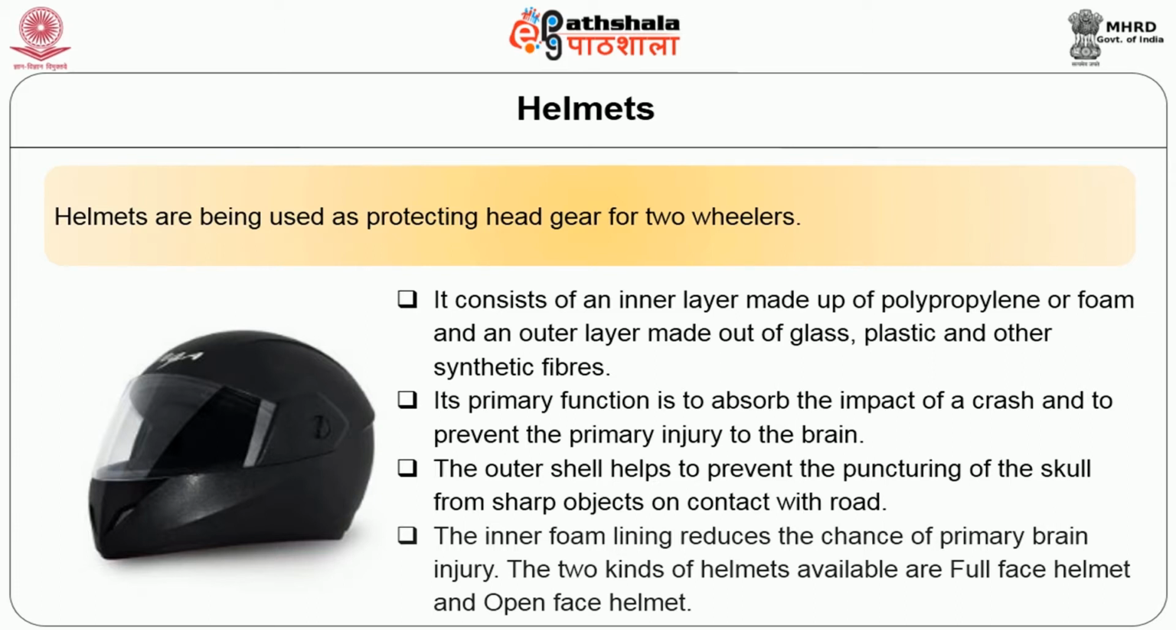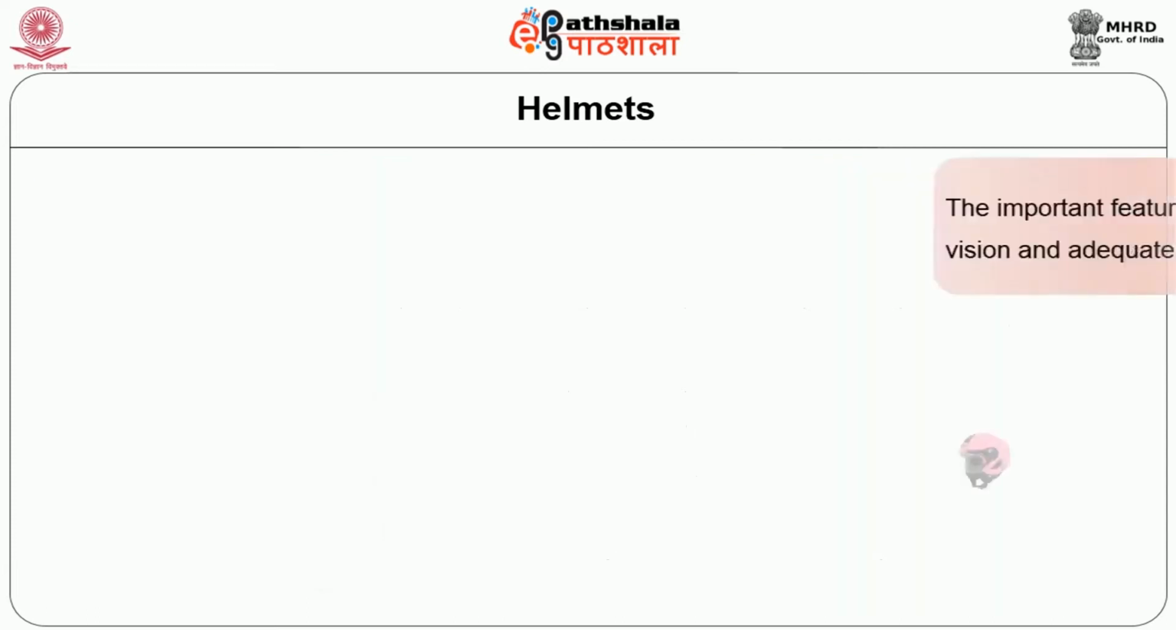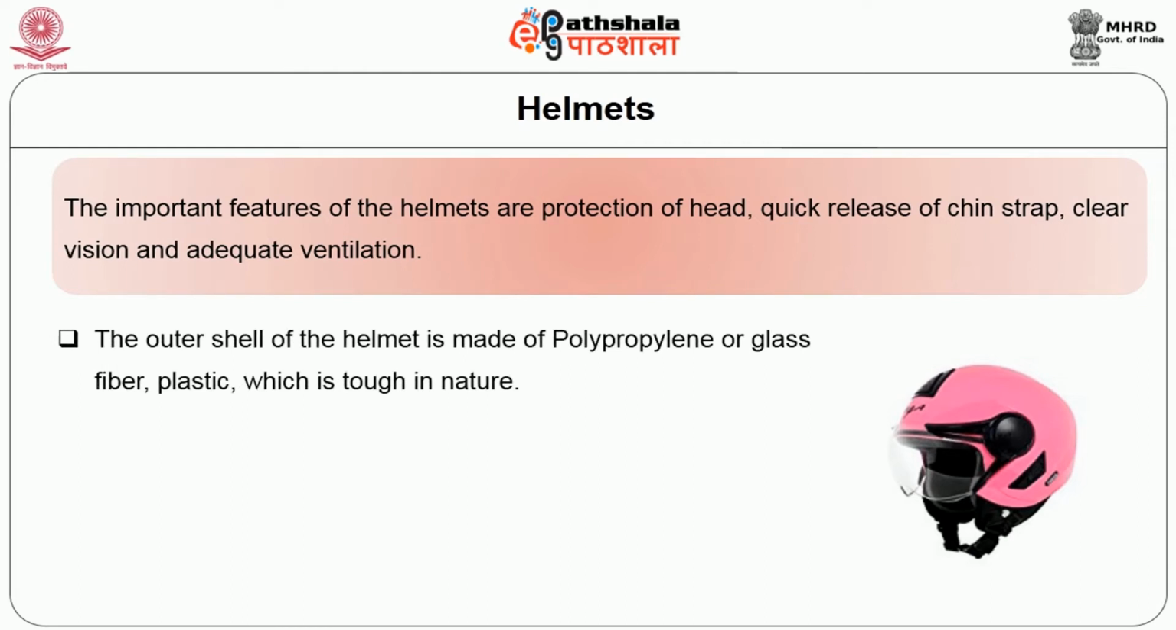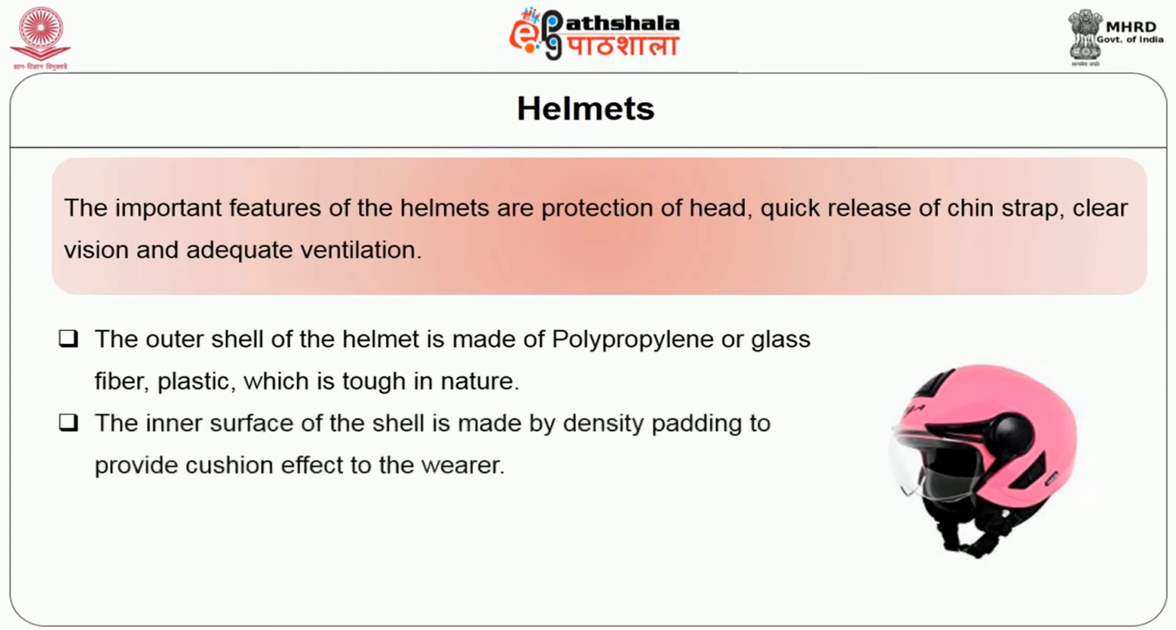Two kinds of helmets available are full face helmets and open face helmets. The important features of helmets are to protect the head, quick release of chin strap, clear vision and adequate ventilation. The outer shell of the helmet is made out of polypropylene or glass fiber plastic, which is tough in nature. The inner surface of the shell is made out of dense padding to provide a cushion effect to the wearer.